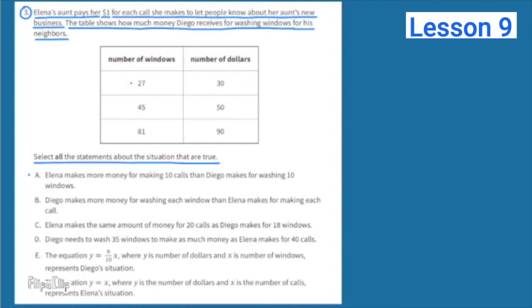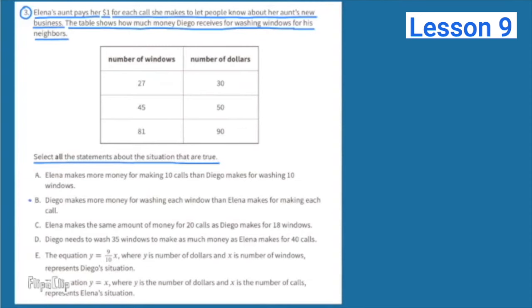Well, I know that Elena would make $10 for making 10 calls. Now let's look at the chart to see how much Diego makes washing windows. The column on the left shows the number of windows, and the column on the right shows the number of dollars. So let's look at the top row of this table. 27 windows earns Diego $30. So he's making more than $1 per window, which means that he's making more money per window than Elena makes per call. So statement A is not true. So I'm not going to select statement A.